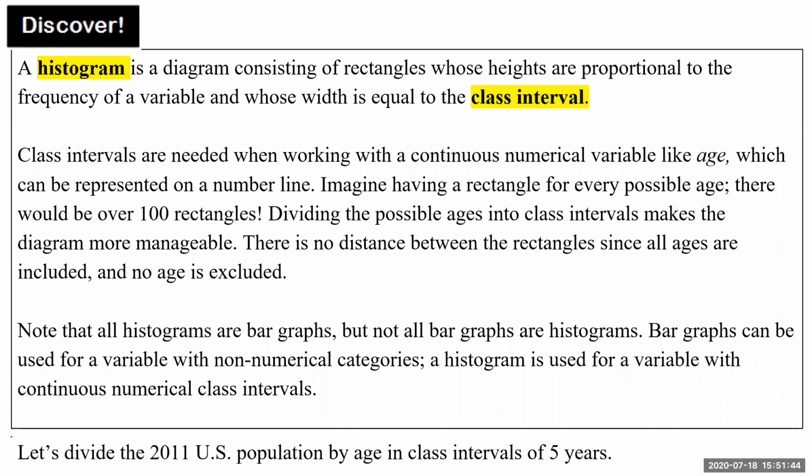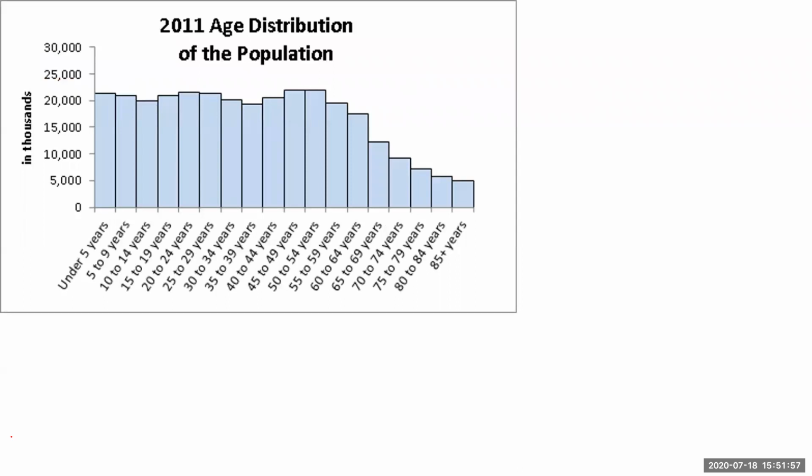You cannot put the bars side by side. You cannot put the bars closer to each other. That cannot be represented on a histogram because these items are individual items. Okay, nice. Now, here we look at the age distribution of the population.